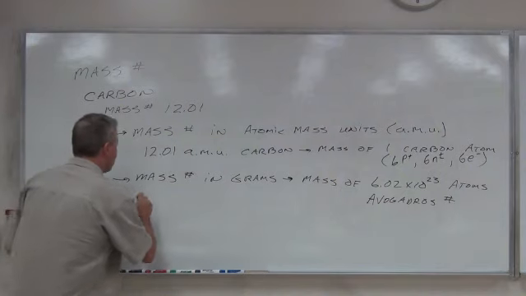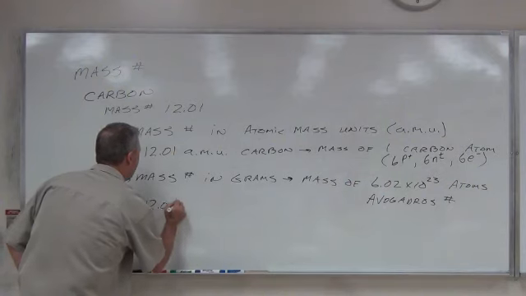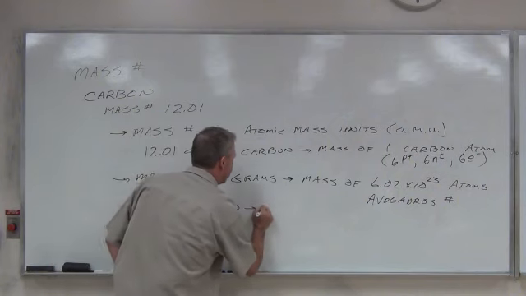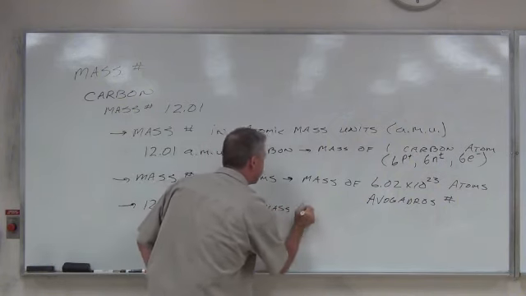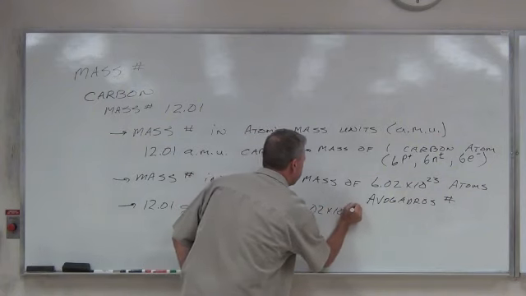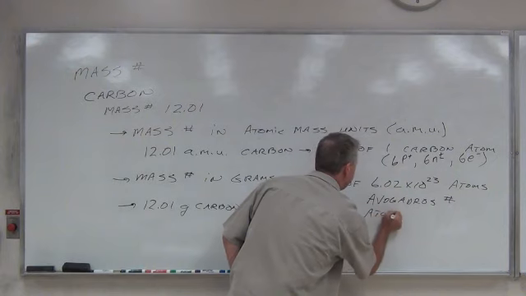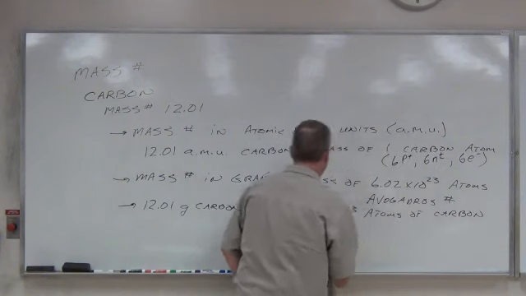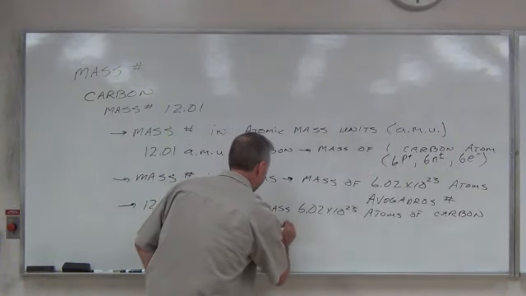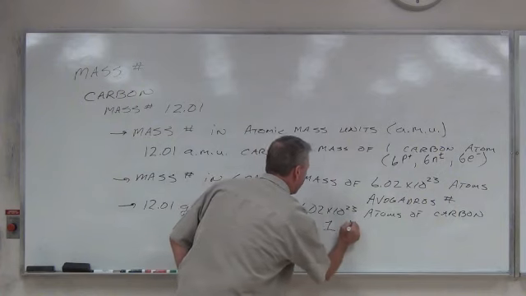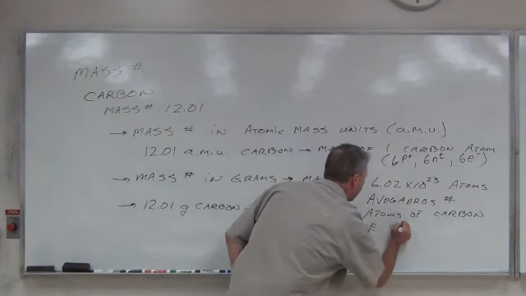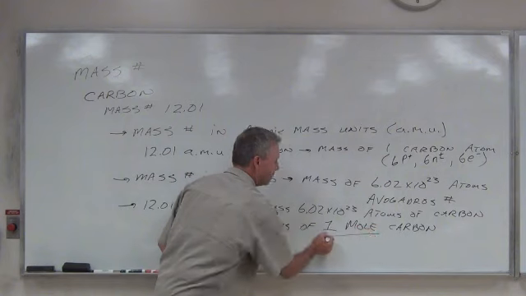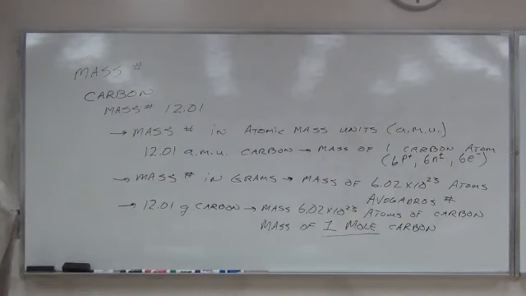Okay? So, 12.01 grams of carbon is the mass of 6.02 times 10 to the 23rd atoms of carbon. This is the mass of 1 mole of carbon. The mole.